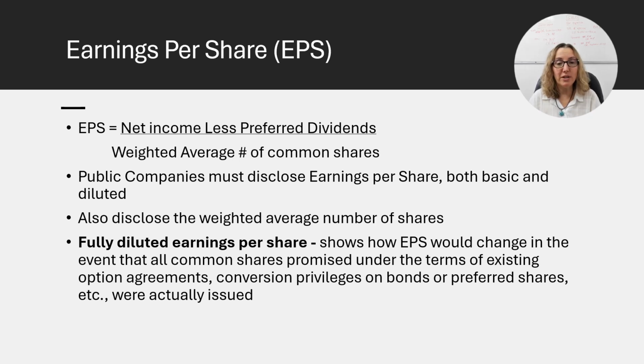Okay, so when do we have to disclose earnings per share? Well, for public companies, they need to disclose two things. One is the basic earnings per share, and the other is the diluted. They also have to disclose the weighted average number of shares.